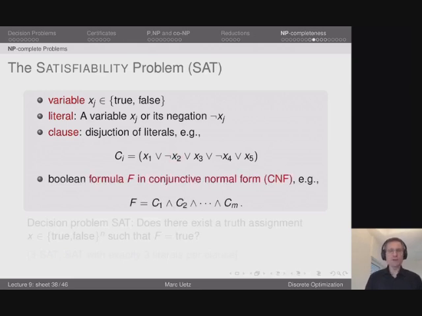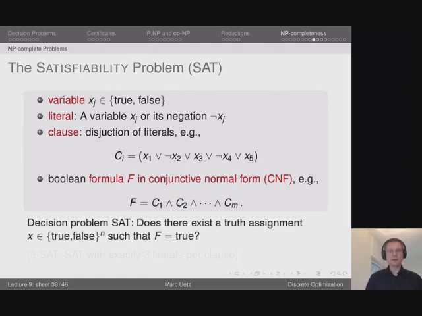And now a Boolean formula f in conjunctive normal form is just a conjunction of a bunch of clauses. So in this case, m clauses. So in order to fulfill the formula f, I have to fulfill each of these clauses, and inside the clauses, it is sufficient to fulfill one of the literals. Okay, so that's the satisfiability problem. It's a decision problem which asks, does there actually exist a truth assignment? So setting all these n variables either true or false, that evaluates this formula f to be true.